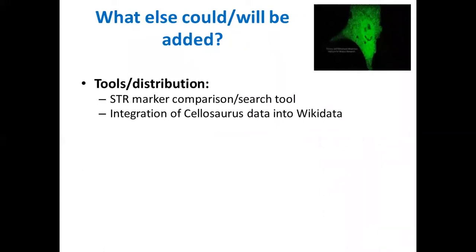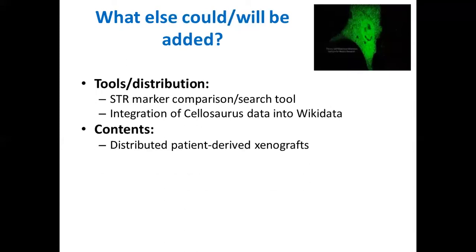One is we want to create a tool to allow comparison of STR profiles between cell lines. So you will be able to input the STR profile of your cell line and then search all of the Cellosaurus to see which ones are the closest in terms of the profile of their STR markers. Another thing is integration of some Cellosaurus data into Wikidata. I will come back to it in about a minute.